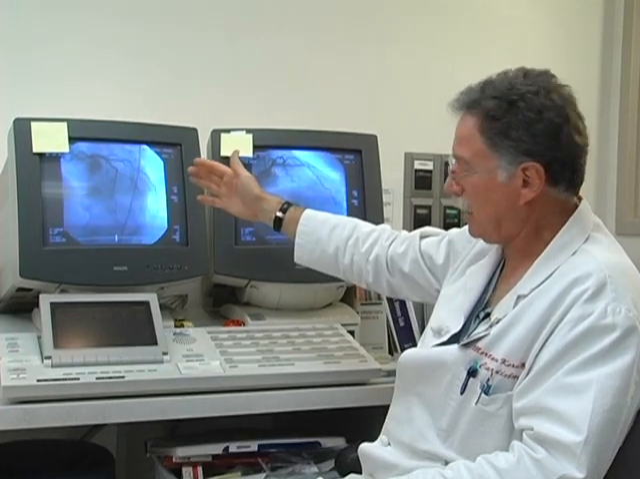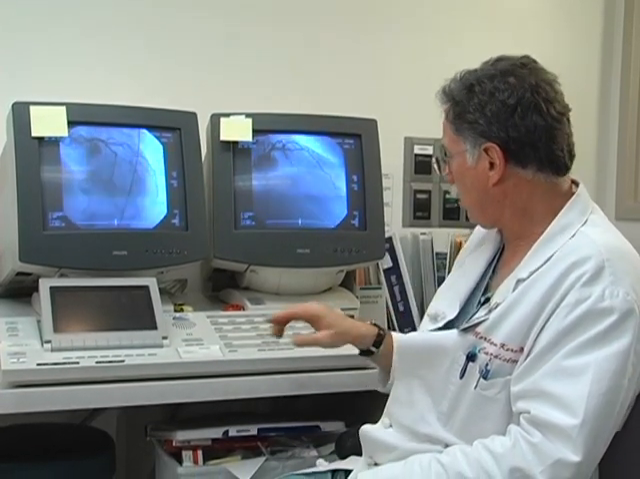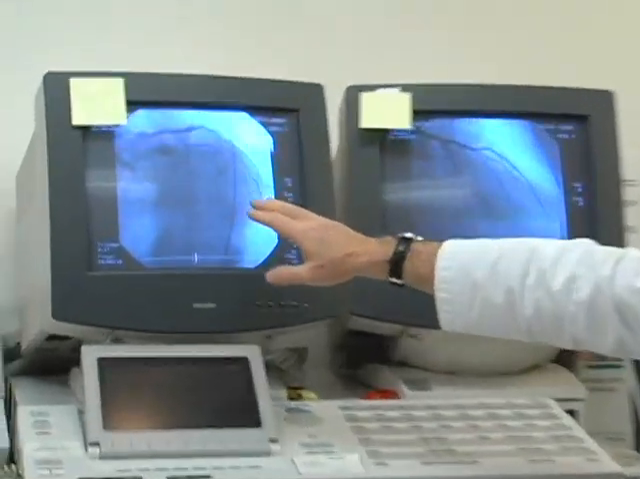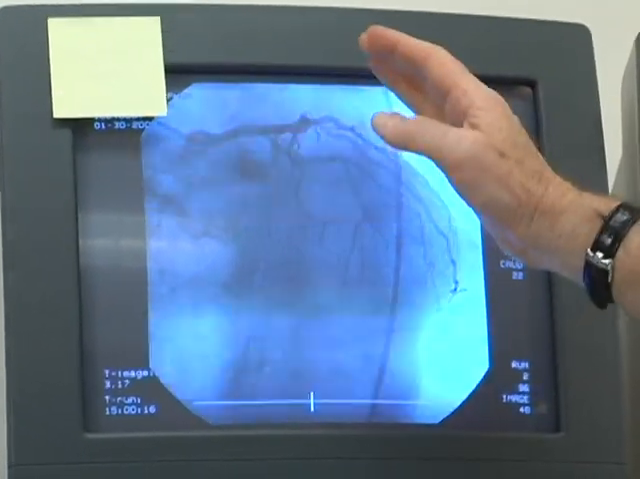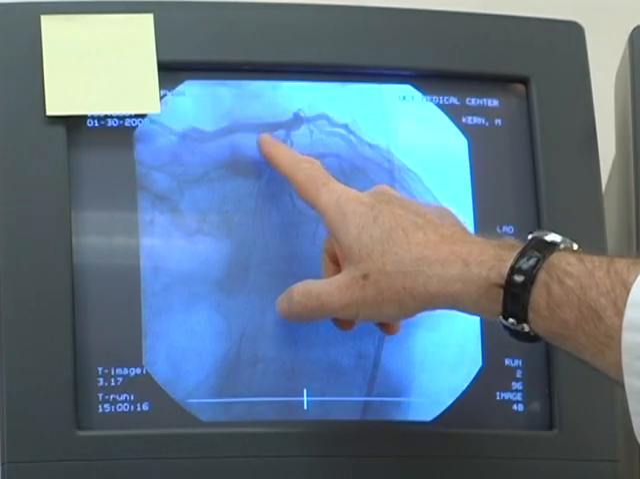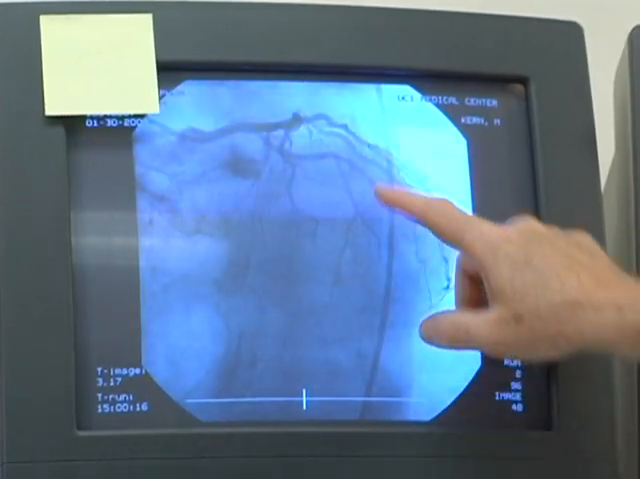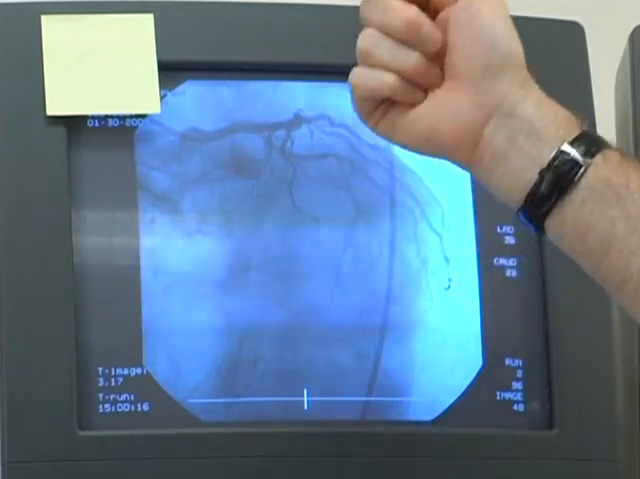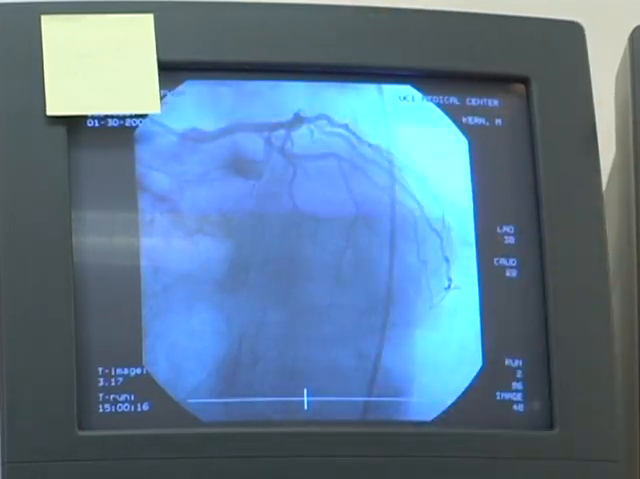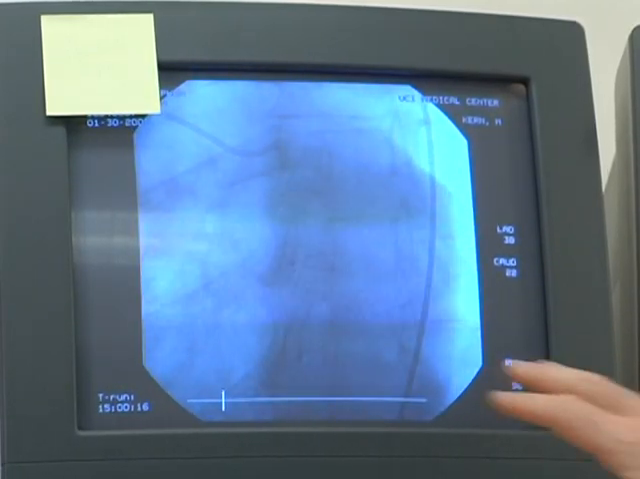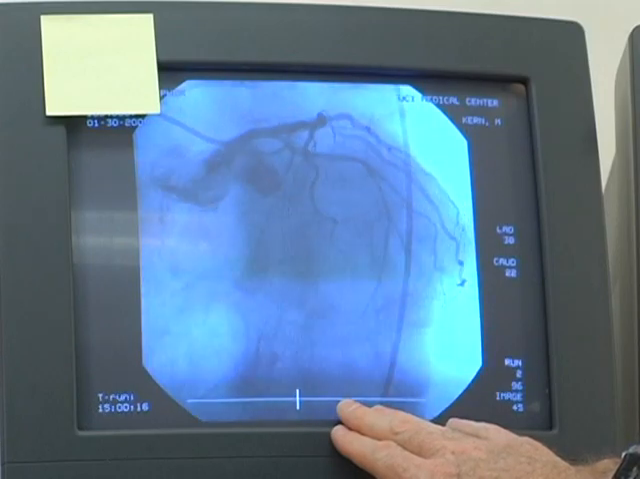Now let's tip the camera down to the caudal position, and we'll go to the next set of images. So this now is the LAO with caudal angulation. Best to see the left main and proximal portions of the circumflex, which is here. The LAD is coming up toward the camera and down. So it's very foreshortened and not well visualized in this LAO caudal view.